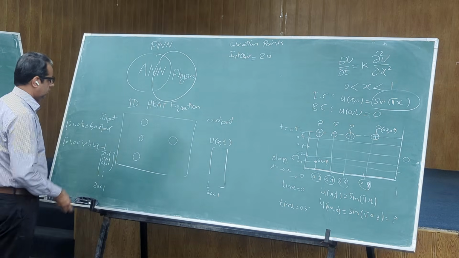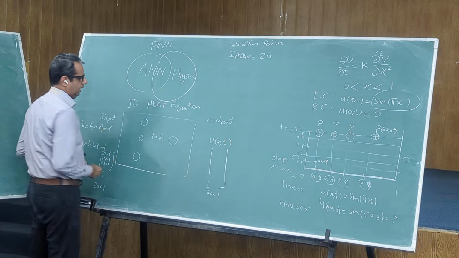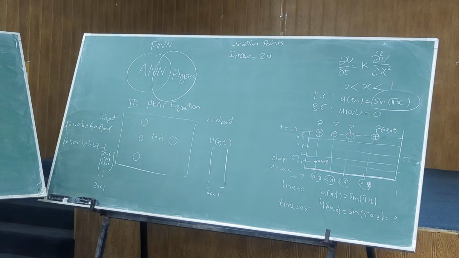Okay. So here I am using tanh, hyperbolic tangent, as an activation function. I told you why we use tanh in PDEs. We need more smoothness.